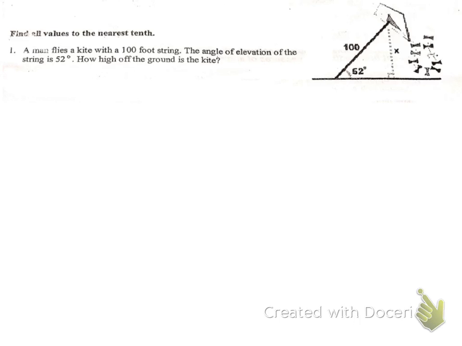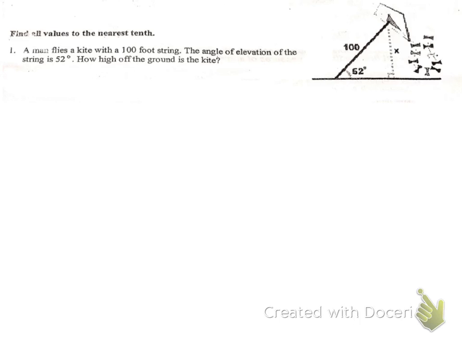Number 1 says, a man flies a kite with a 100-foot string. The angle of elevation of the string is 52 degrees. How high off the ground is the kite? So in this particular example, they've already got a picture drawn for you. That's not always the case. Sometimes you have to create your own picture. So the man is on the ground. He's flying the kite. We have a 100-foot string. So that's where the 100-foot string is. The angle of elevation, so from the ground looking up to the kite, is 52 degrees. And they want to know how high off the ground is the kite.